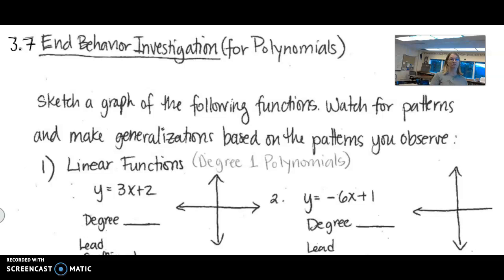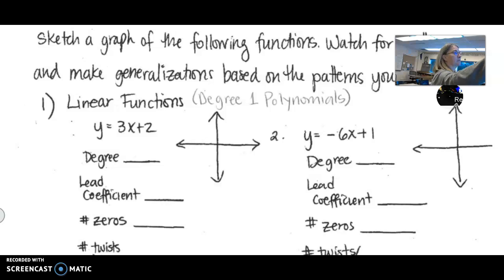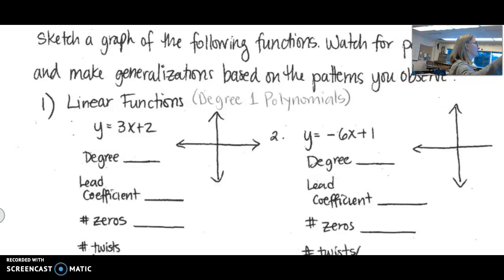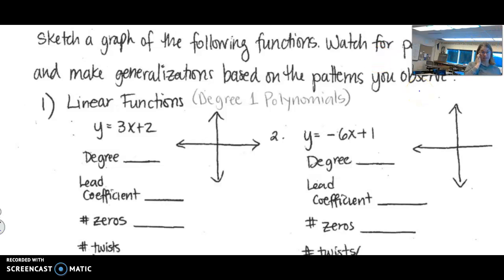All right, so you're going to need a graphing calculator eventually, but for this first part, we should be able to do this without a graphing calculator. We're going to graph a couple of linear functions. And notice there are no units on the XY axes here. So we're just going to get a general idea of what the graph looks like.